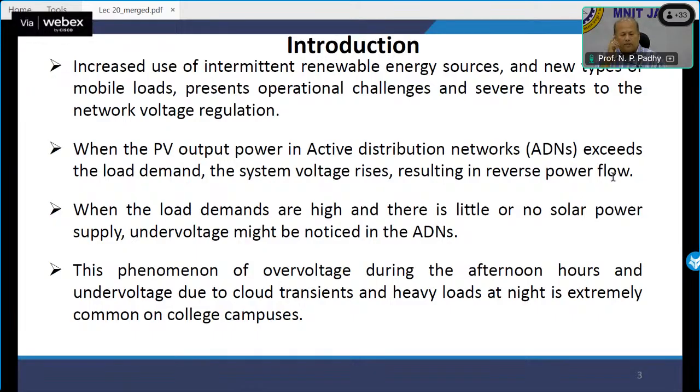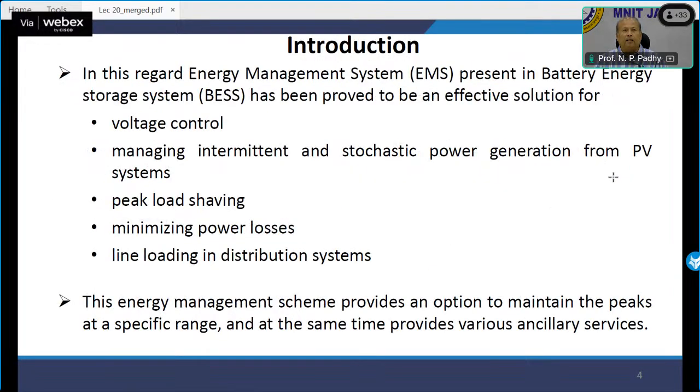Sorry about the interruption. So when the load demands are high, as you know, whenever there is excess energy, we will have over voltage, and whenever there is shortage of energy, we'll have under voltage. So this phenomenon of over voltage during the afternoon hours and under voltage due to cloud transient and heavy load at night is extremely common on any academic campuses. Okay, especially in academic campuses, this type of scenario becomes very, very common.